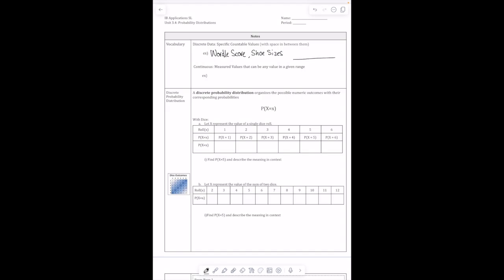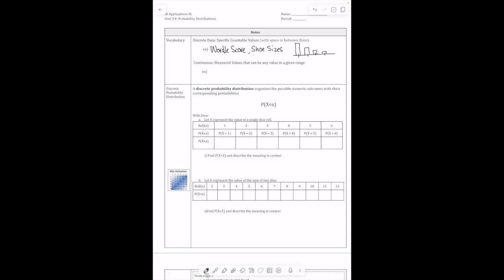If we were looking at it visually, it would be a bar graph rather than a histogram, because our data can only be at these specific values. It can't be at the ones in between.